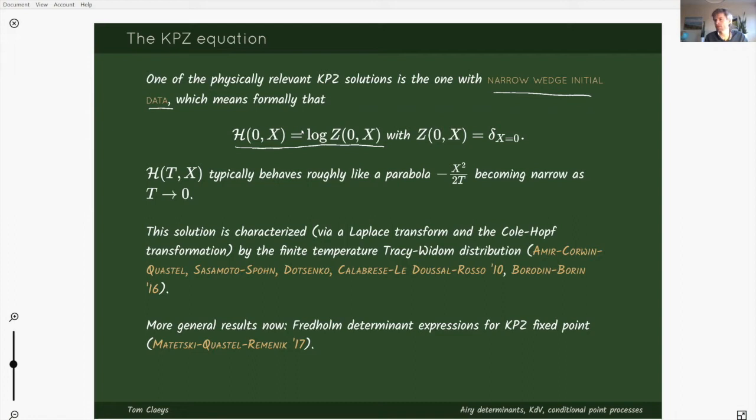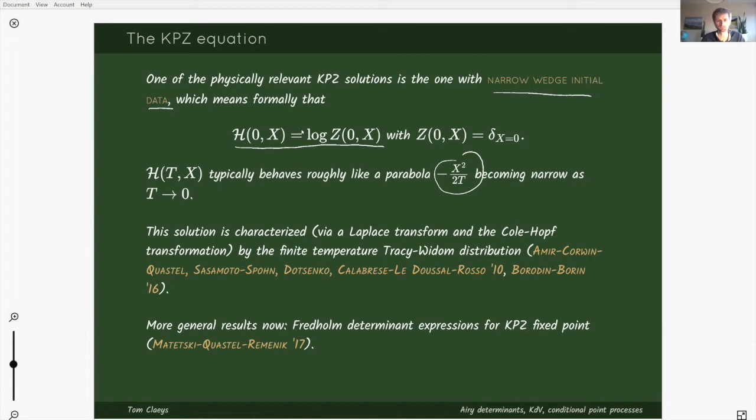This mathematical meaning goes actually via the Cole-Hopf transformation, and then you map the KPZ equation to the stochastic heat equation. So this solution is something that typically behaves like a parabola, this minus x squared over 2t, which becomes more and more narrow when t goes to zero.